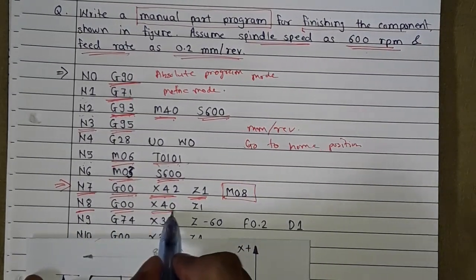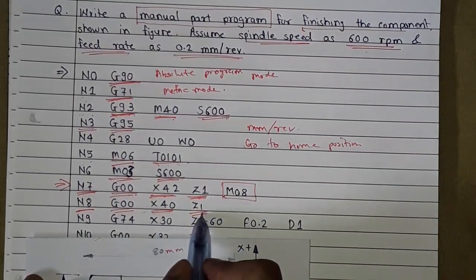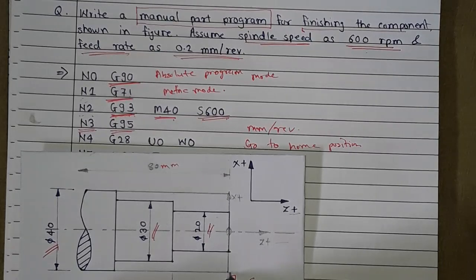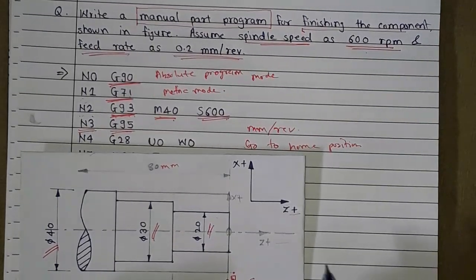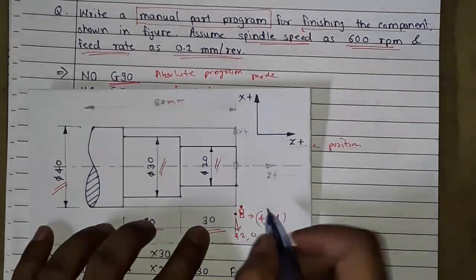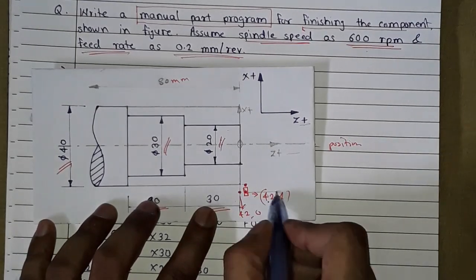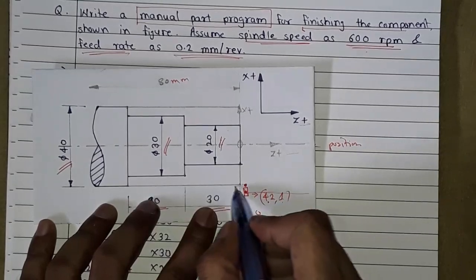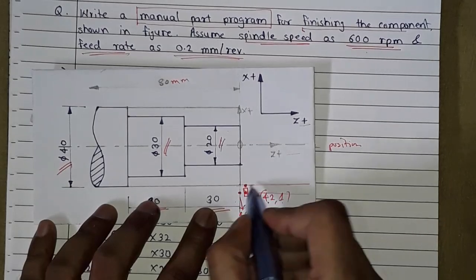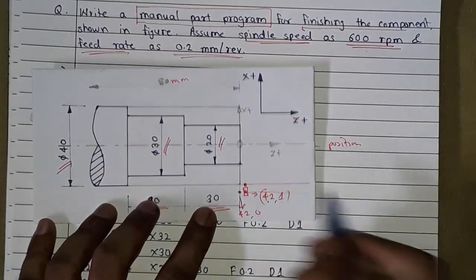G00 X40 Z1. Here friends, again rapid tool positioning to X40 and Z1. So now Z1 is the same, X40, that is, the tool will now be at this point, as you can see here. From 42 we have moved to 40, and Z1 is still there, so the tool will now be at this position.